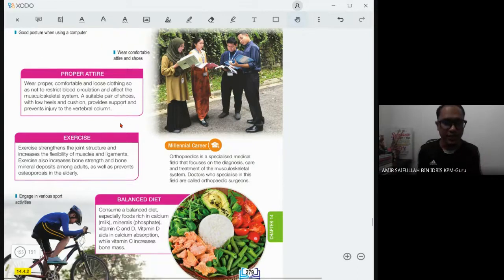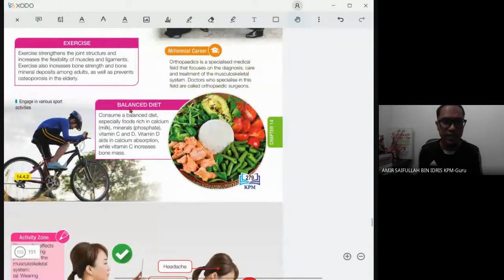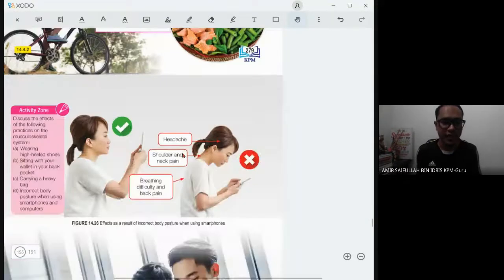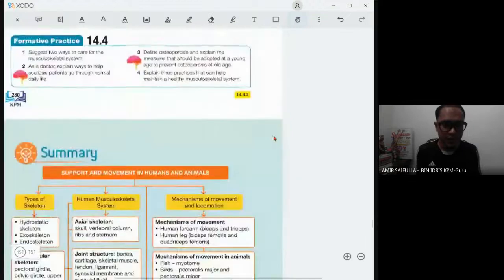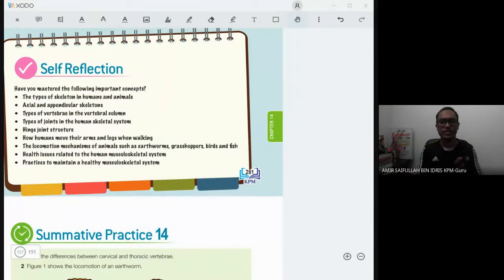Okay, and lastly, exercise. Exercise and also eat a balanced diet so that you have enough phosphorus, vitamin D, and also calcium. Okay, guys? Yeah, so that is all for chapter 14. Any question? No question. Thank you.